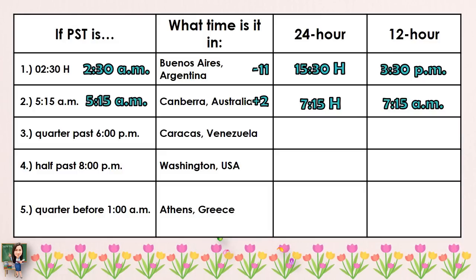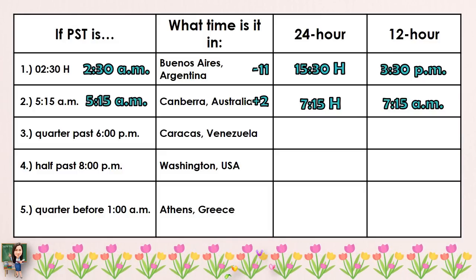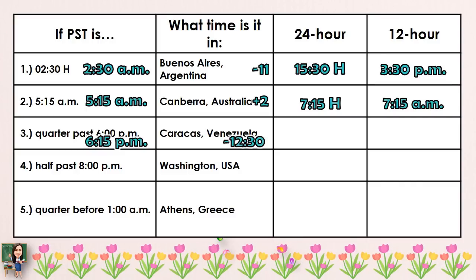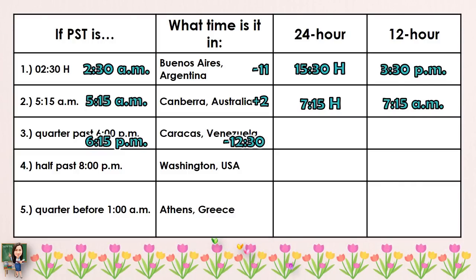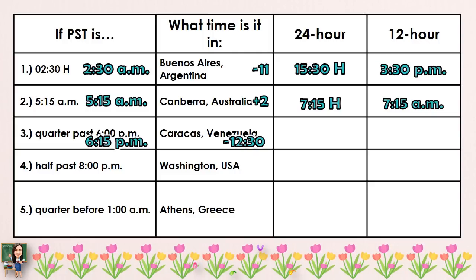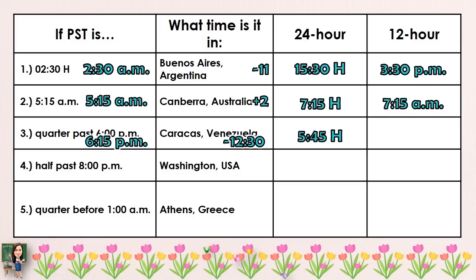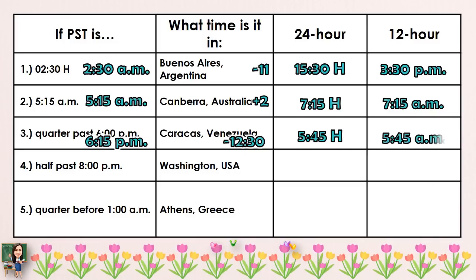Number 3. Quarter past 6 o'clock p.m. is 6:15 p.m. It is negative 12:30, or they are behind by 12 hours and 30 minutes. In 24-hour, it is 0545 hours. In 12-hour, it is 5:45 a.m.